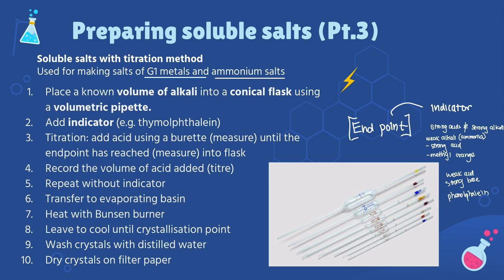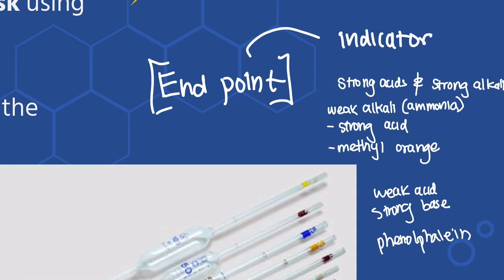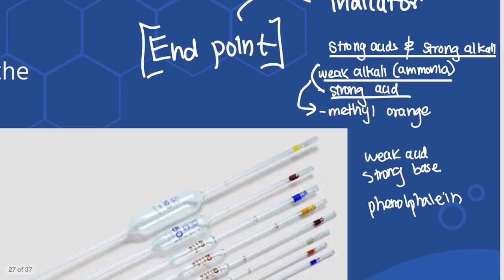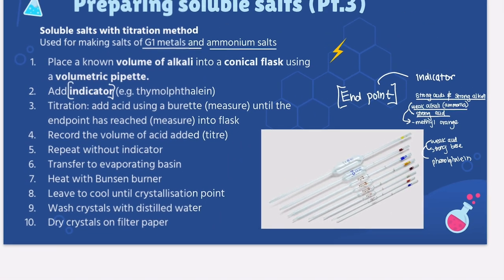So here we have to use an indicator, but we don't know which indicator until we look at what acid and alkali. For example, if we have strong acids and strong alkali, we're going to use any indicator. However, if we have a weak alkali and a strong acid, we're going to use methyl orange. And lastly, if we have weak acid and strong base, we're going to use phenolphthalein.